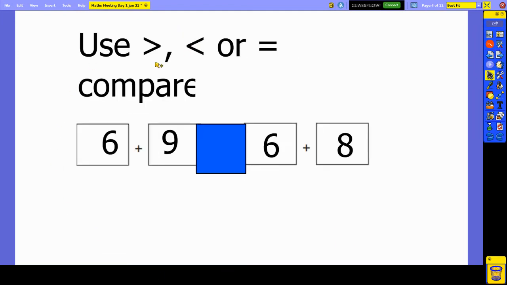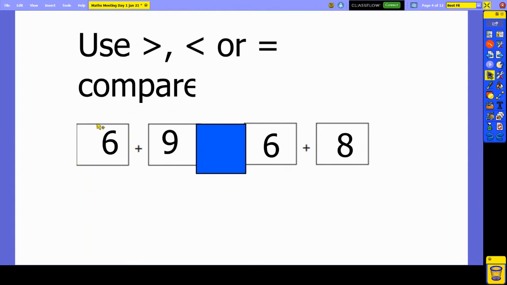We're now going to use the correct symbol, greater than, less than, or equals to compare two addition equations. So, first of all, I need to work out what 6 and 9 is. Then I need to work out what 6 and 8 equals. 6 add 8. And then I need to put the correct symbol in there. Pause your video for a moment and write the answer down.